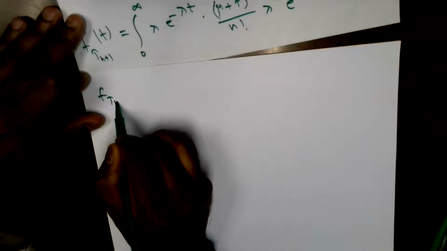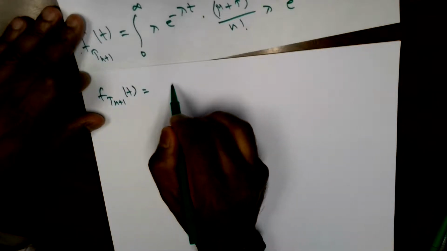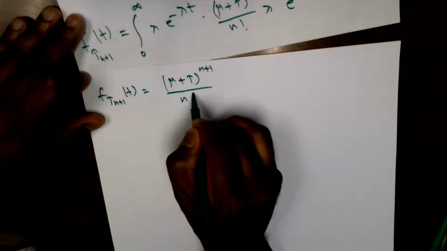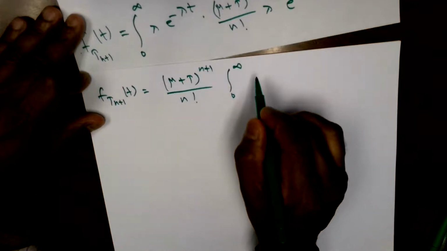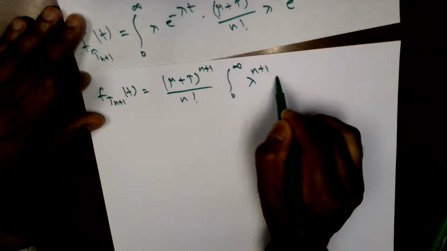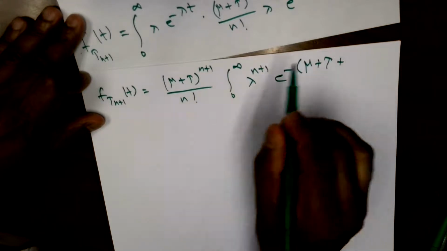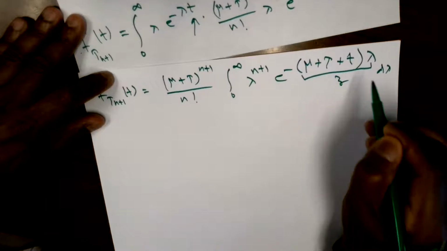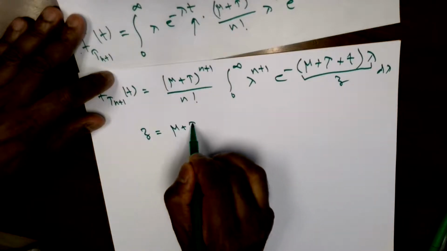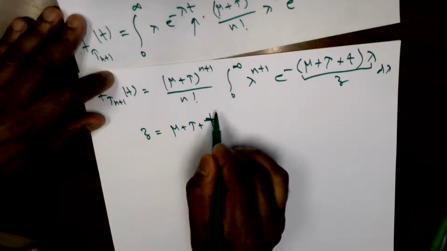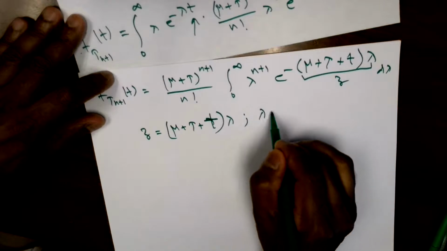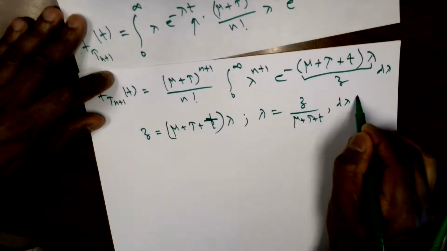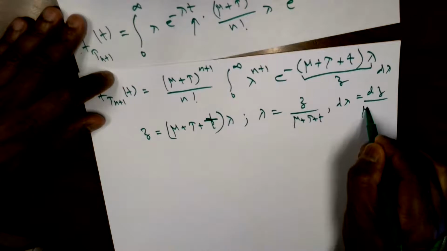So I have f tau n plus 1 equal to mu plus tau to the power n plus 1 over n factorial, integral 0 to infinity, lambda to the power n plus 1, e raised to minus mu plus tau plus t multiplied by lambda, d lambda. I'm going to call this whole thing z. So I define z to be mu plus tau plus t multiplied by lambda. Then lambda is z divided by mu plus tau plus t, and d lambda is dz divided by mu plus tau plus t.